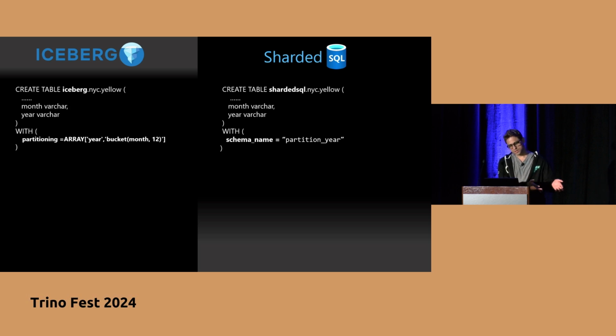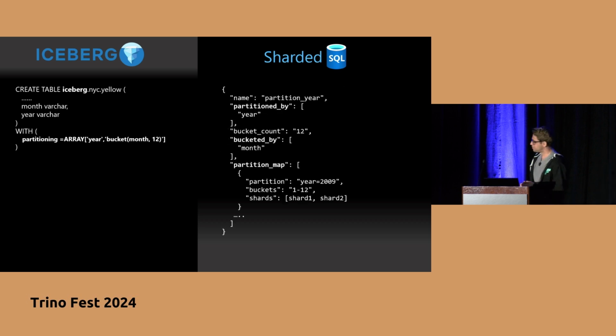Similar to how we lay out the data in object store in Iceberg table, we can do pretty much the same thing in the Sharded SQL connector, where we can model the data the same way. And the way it's done here is through a manifest. The table takes a reference of a manifest. In this case, a partition year is the manifest name. And a simple JSON representation of that manifest looks like this.